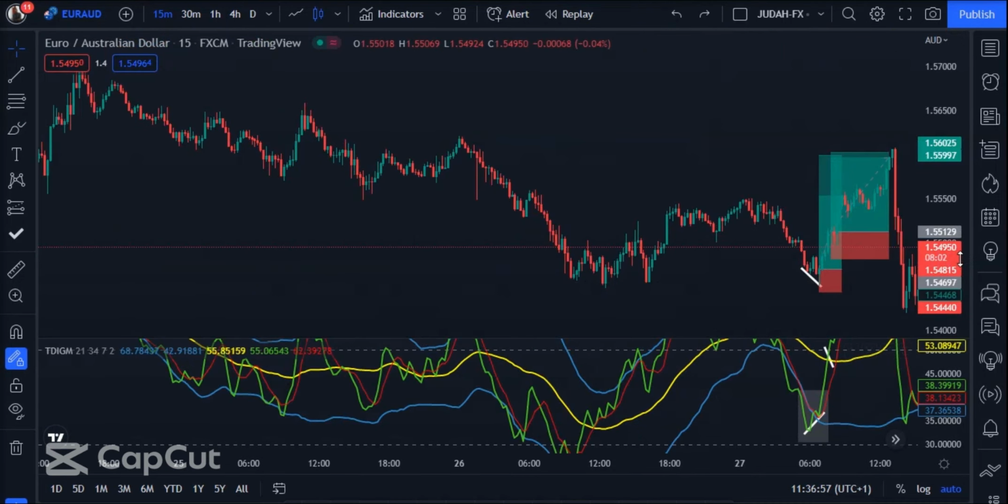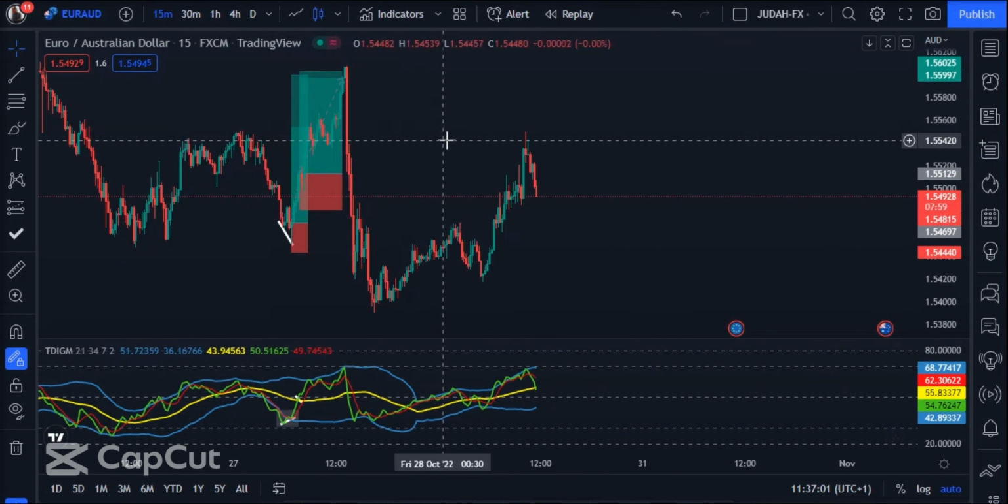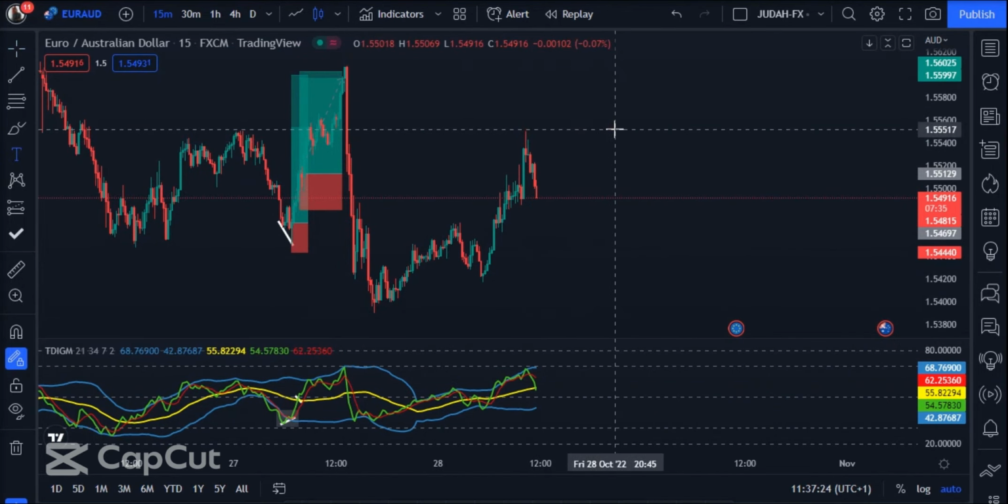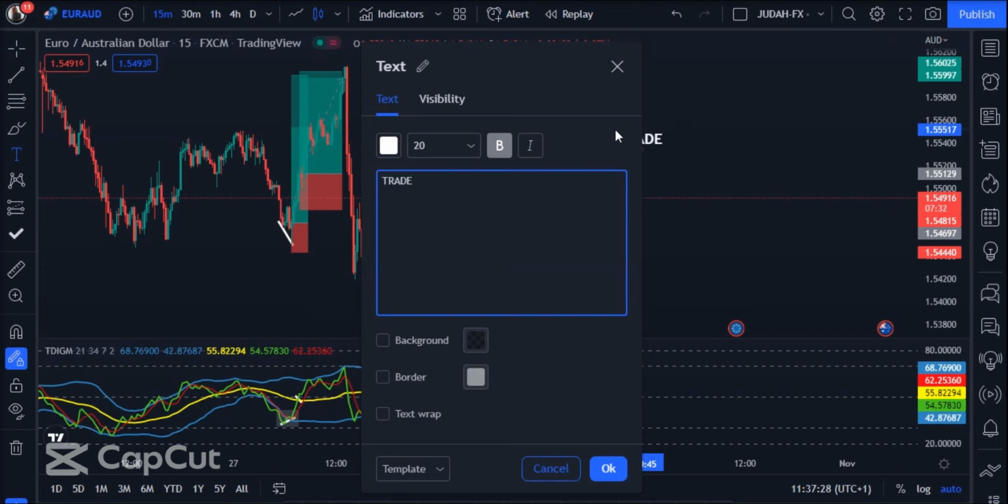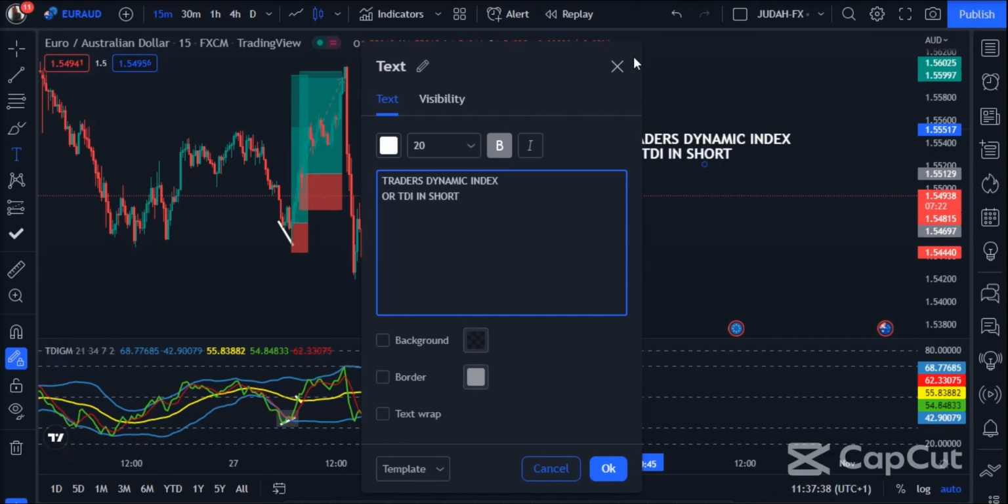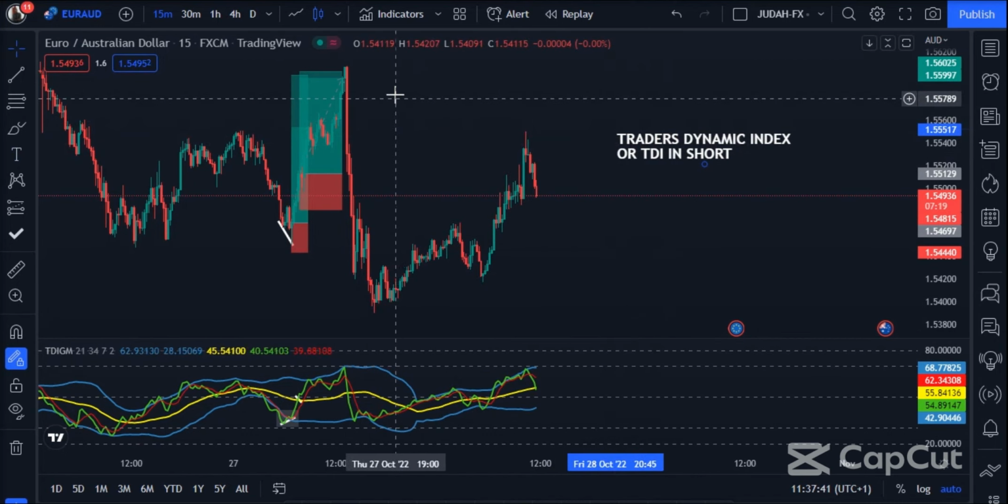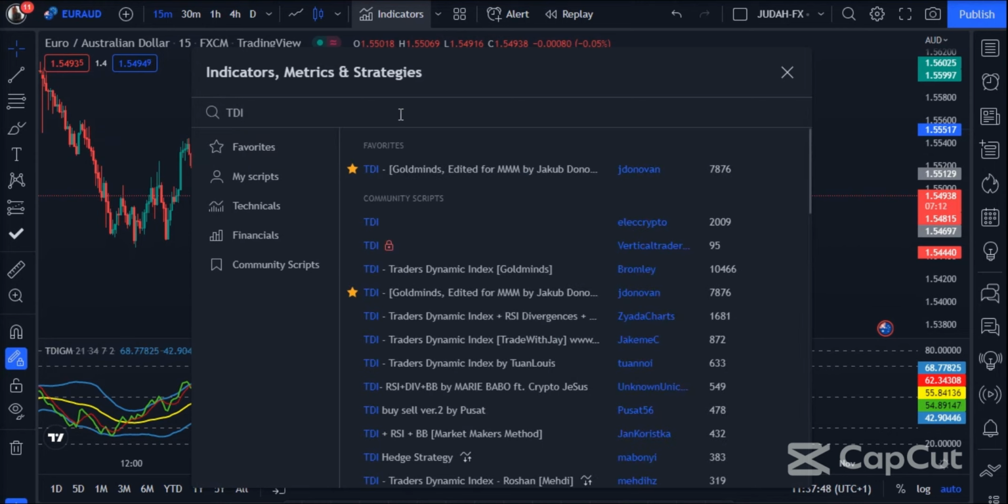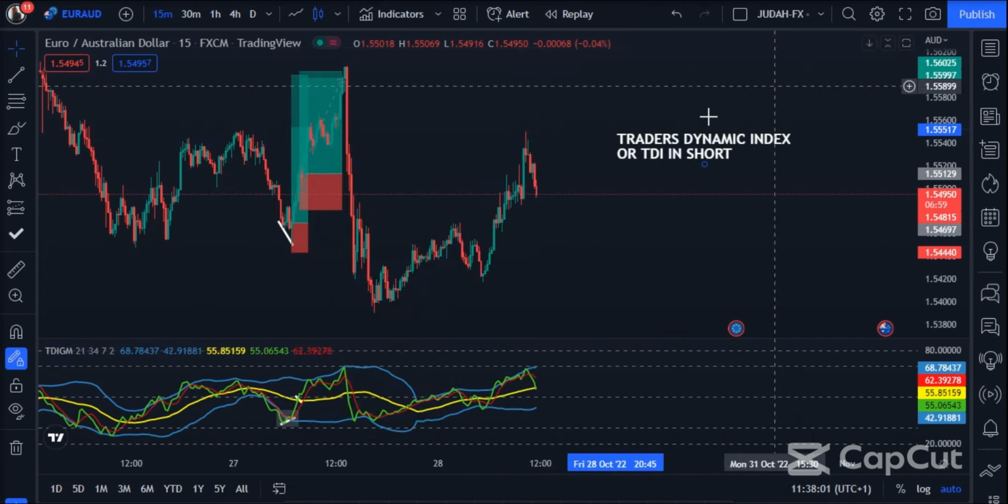Now the name of the indicator is called the Traders Dynamic Index, the TDI in short. Yeah, it's called the TDI. If you want to add it, just go to indicators and search for TDI. You see the one by goldmines, by this guy here. Is it Donovan? Yeah, TDI by Donovan. Just click on it, and you'll have the indicator.